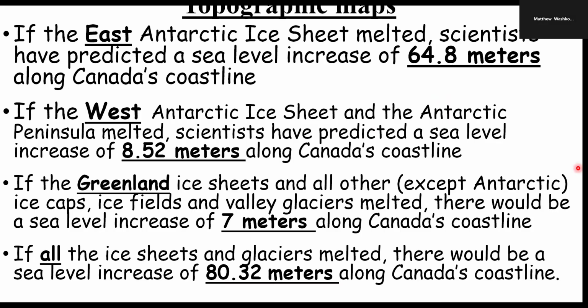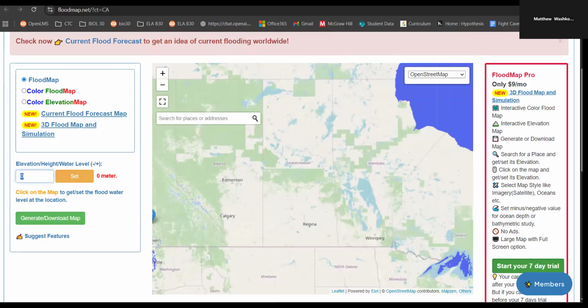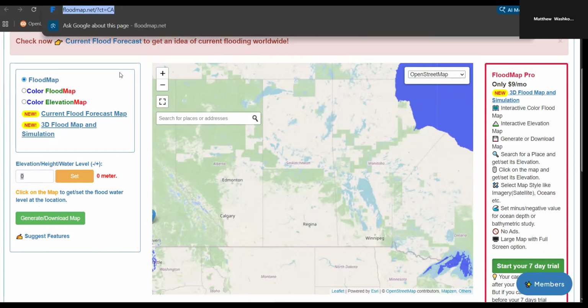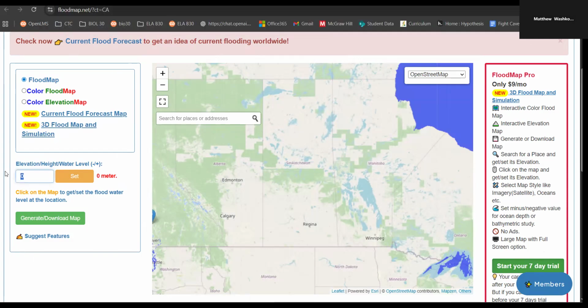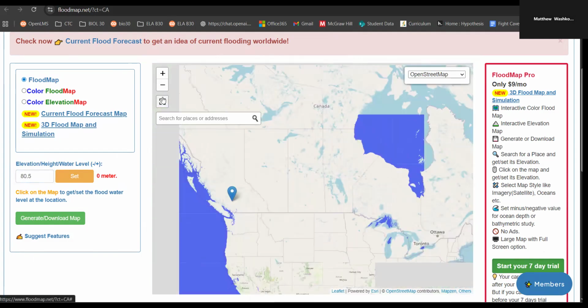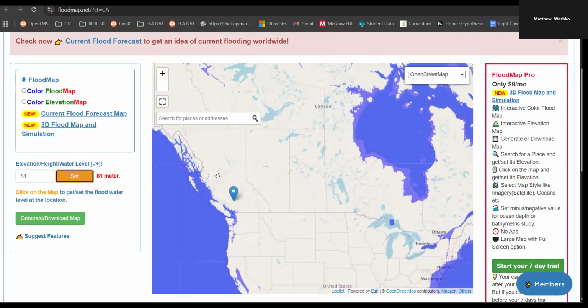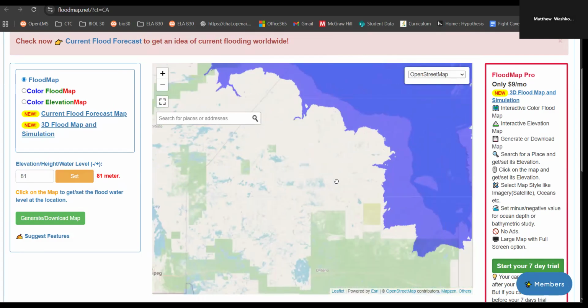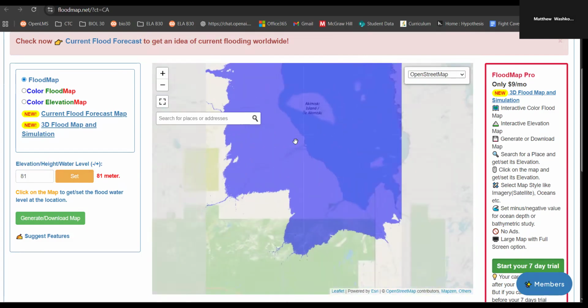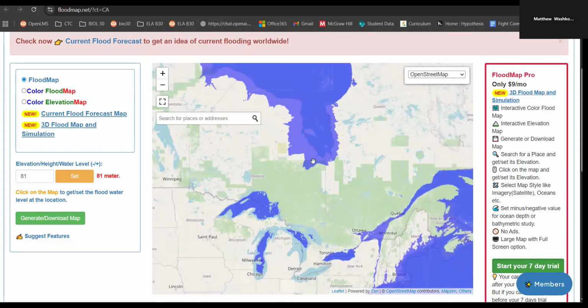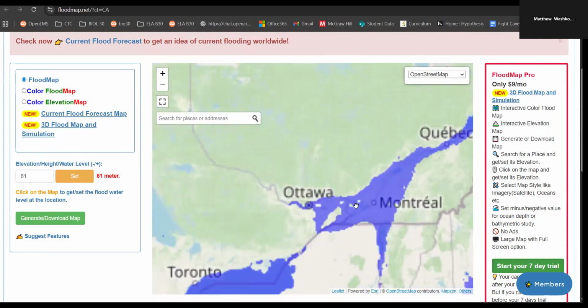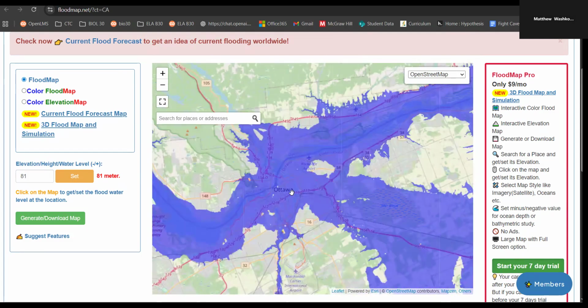What does that look like? Well, this here is a website that is in the link below. This is the flood map. Let's go plus 80.5 meters. And let's see what happens. Oh, can't do that to Canada. Doesn't look like much at first until we really start zooming in. Oh, all of this goes away. Oh, but that's in like a place with not a lot of people. How does that really matter? Ah, crap.